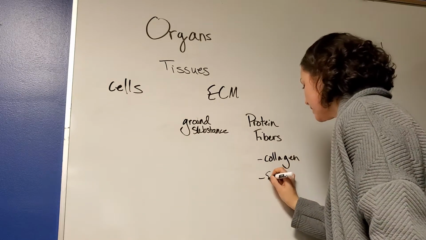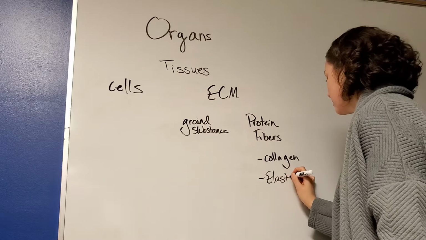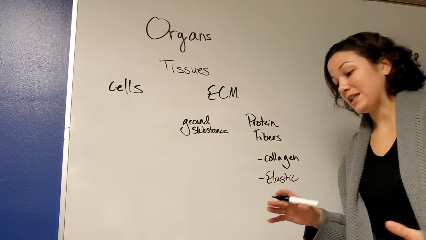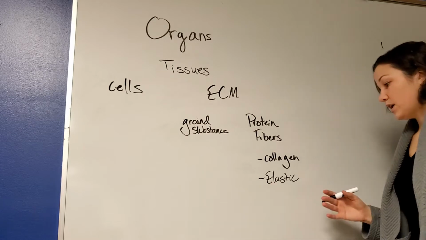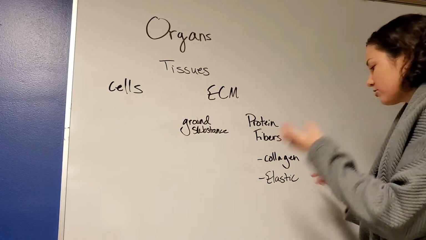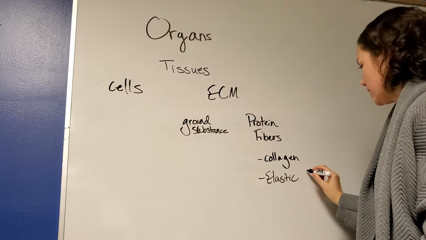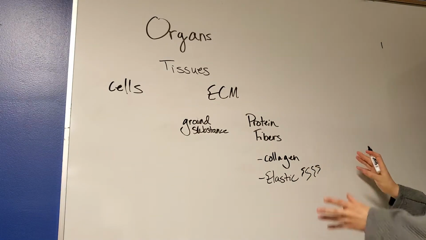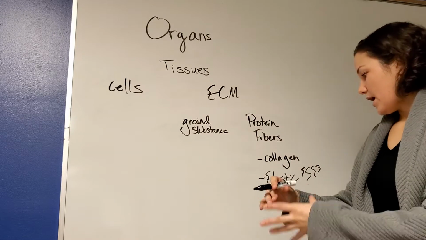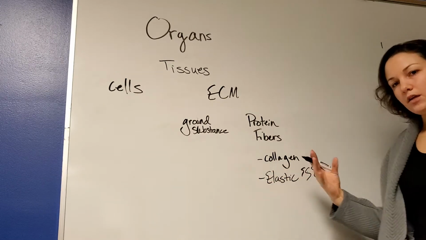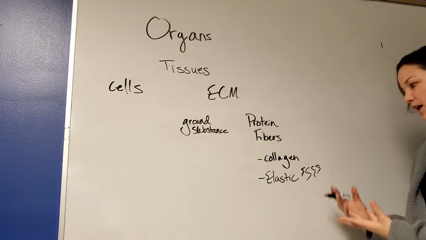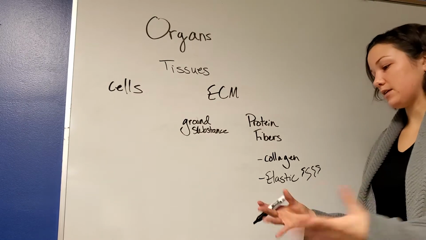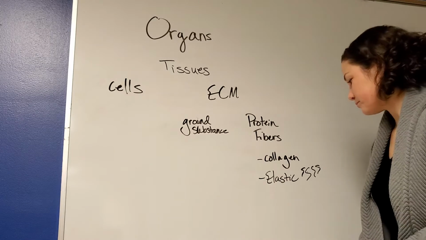Next we have elastic. Elastic fibers are made out of elastin. When you're looking at them under a microscope, they appear really wavy. That waviness of the elastin helps with contracting and recoil of these fibers. So elastic fibers are found in organs that are constantly contracting and expanding.